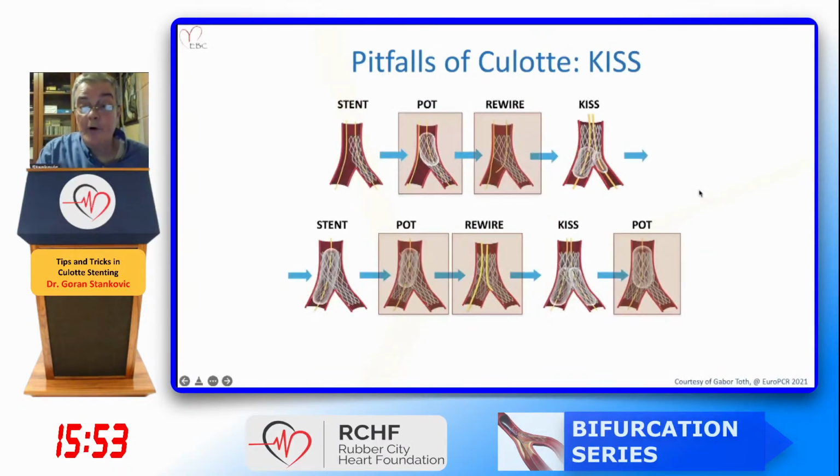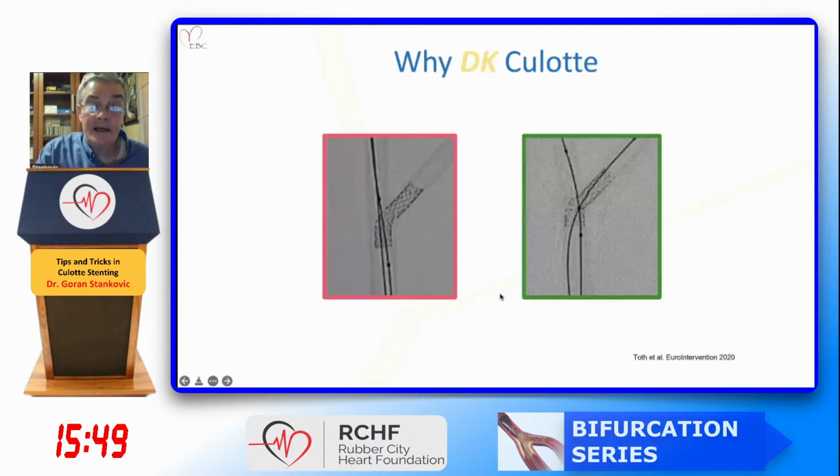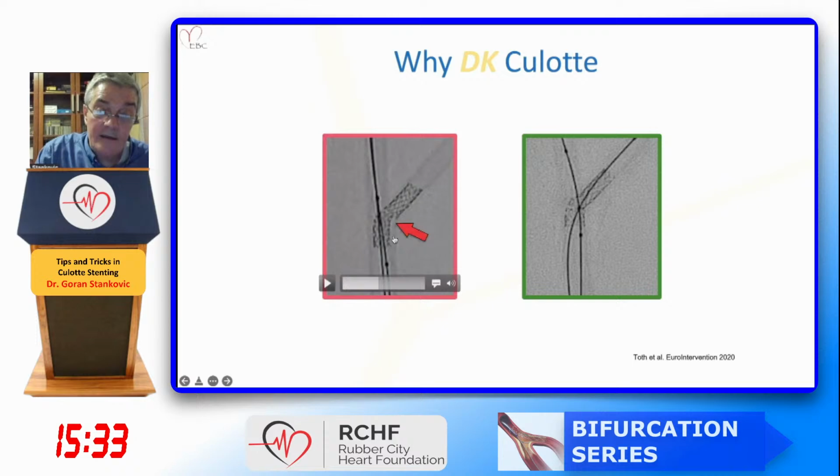And the third point that we can make a mistake is the kissing. And this is an excellent illustration. After stenting towards the side branch, when you inflate the balloon, I will go back again. You see, when you inflate the balloon towards the main vessel, what you achieve is that you create this stent deformation at the ostium of the side branch.